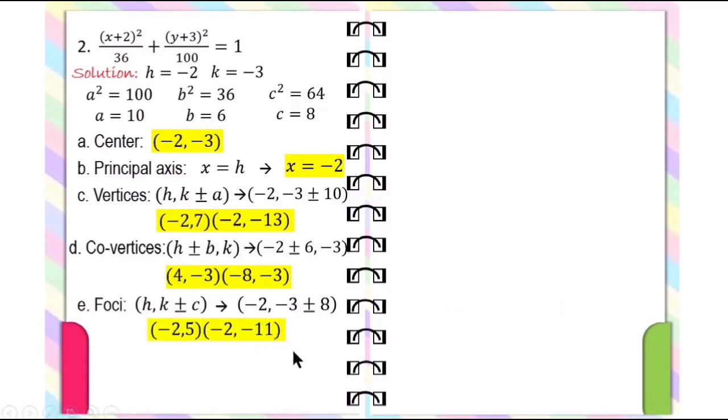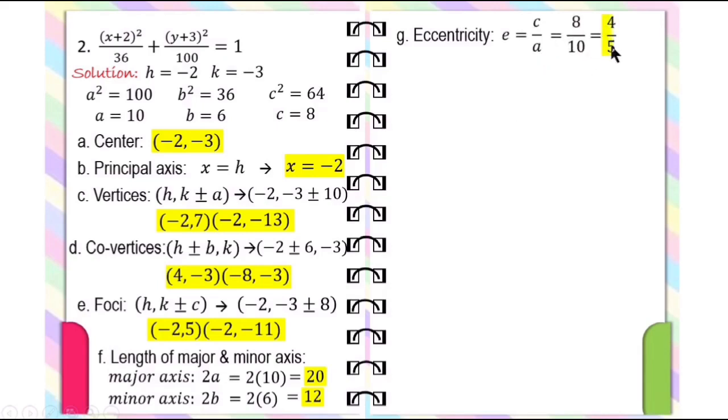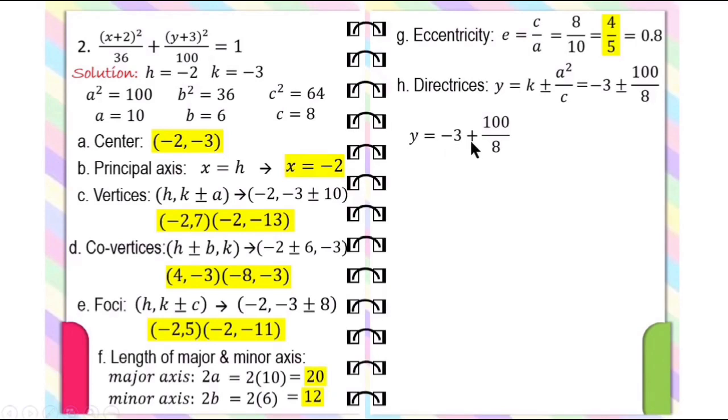The length of the major axis is 20, while the minor axis is 12. The eccentricity is c over a, which is equal to 8 over 10 or 4 over 5, and this is equal to 0.8. While the directrices are y equals k plus and minus a squared over c, or y equals -3 plus and minus 100 over 8. So we have y equals -3 plus 100 over 8, and y equals -3 minus 100 over 8.